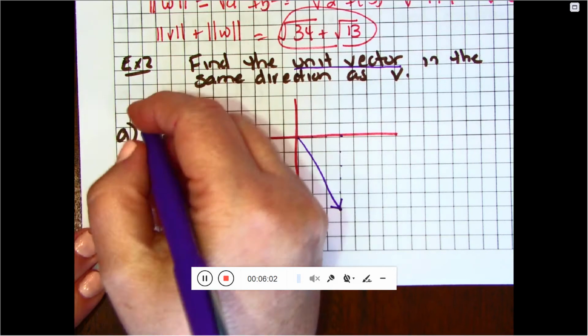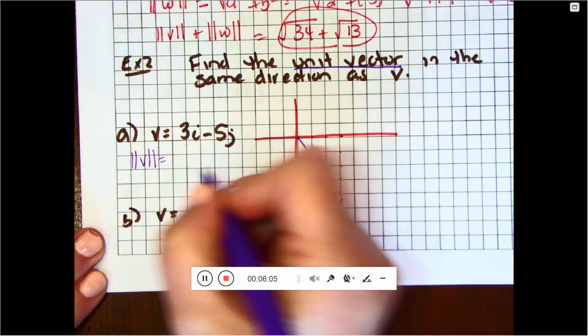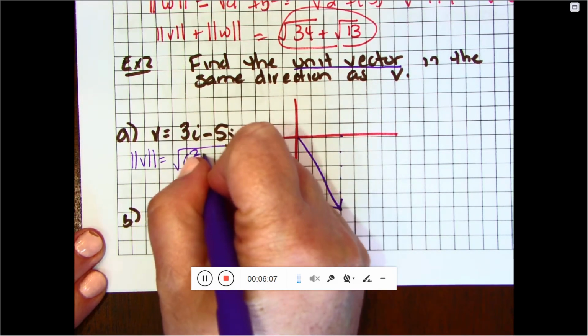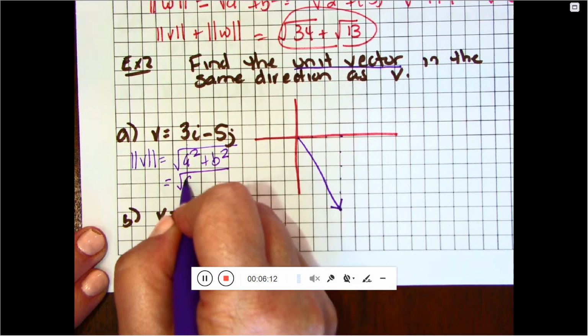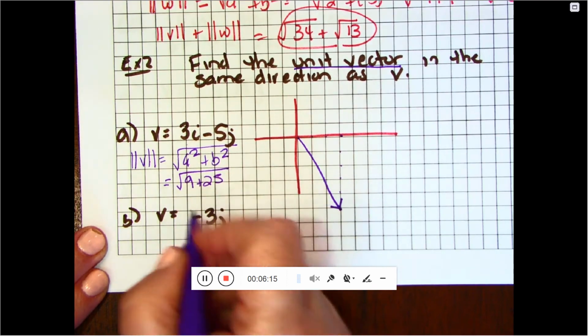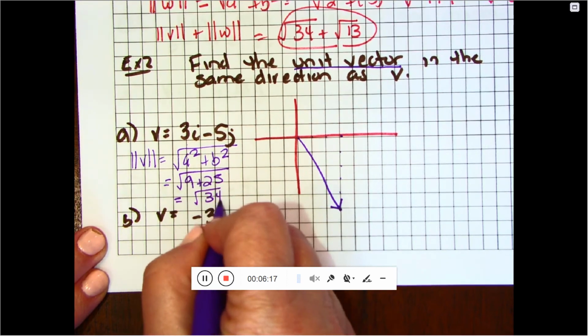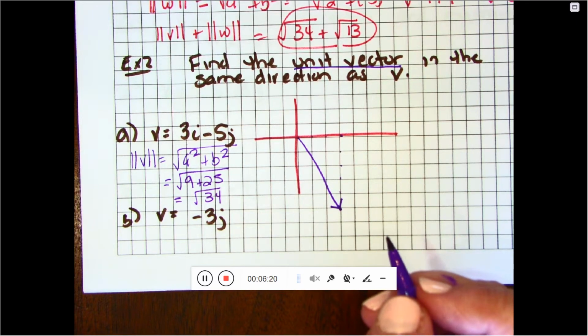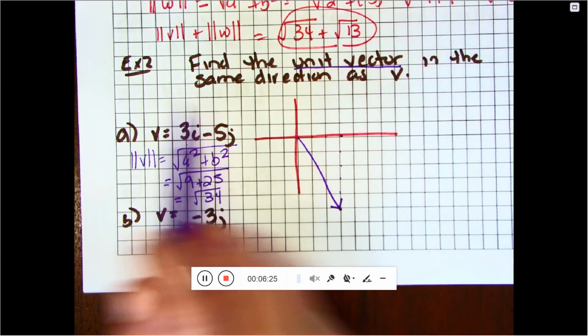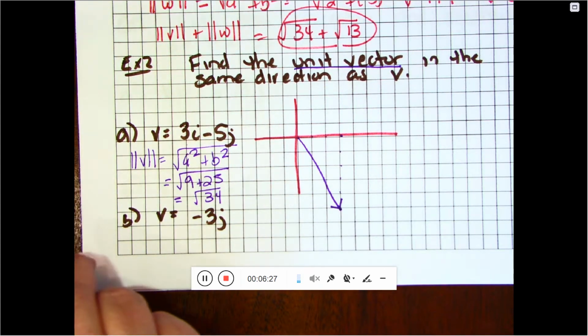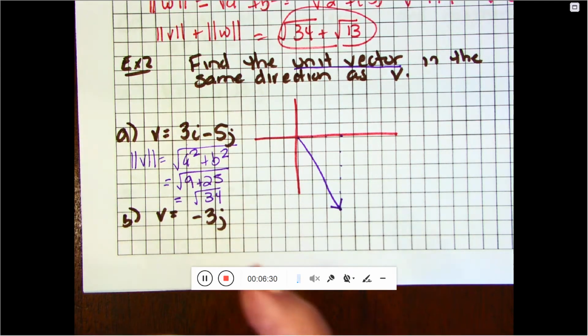So the first thing we have to do is find the magnitude of vector v. The magnitude of vector v is the square root of a squared plus b squared. So that would be 9 plus 25, the square root of 34. Okay, and so what I have to do is take this vector and divide it by its magnitude. For example, if I had a vector that was 12 inches long and I divided it by 12, wouldn't it be 1 inch long? It would be 1 unit long.